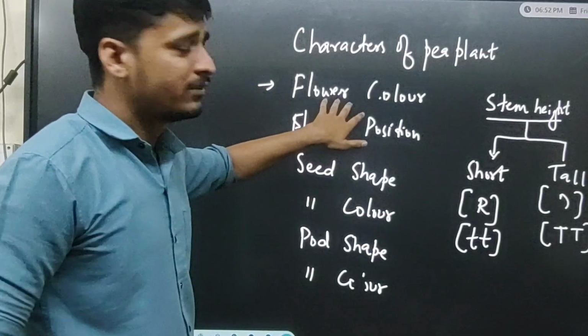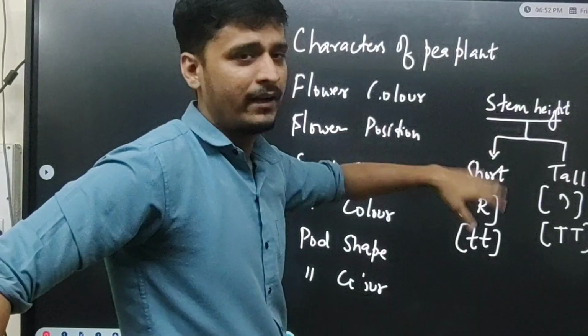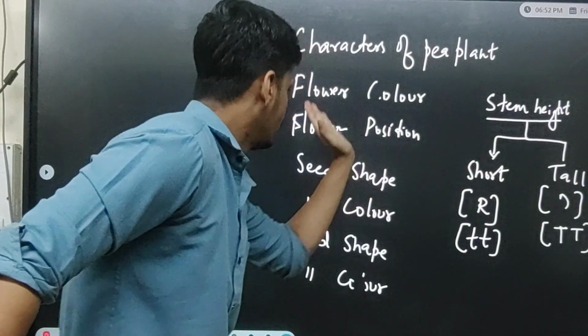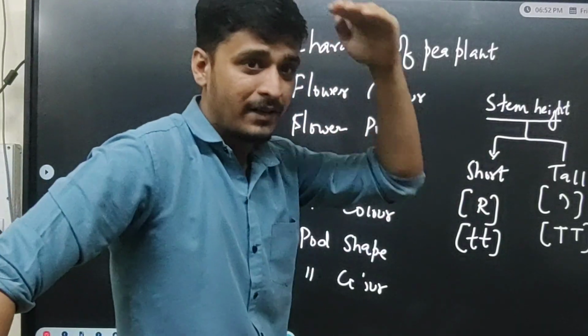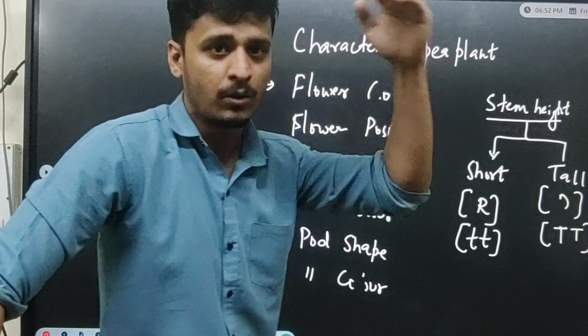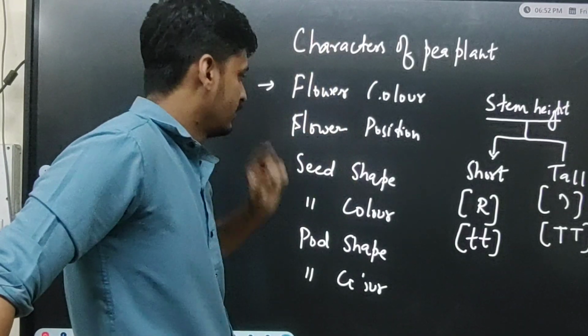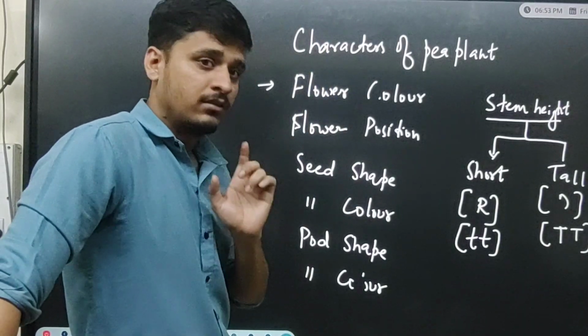So flower color, different flower colors are there. Two types of flower color are there in the pea plant. One is dominant, one is recessive. Flower position can be axial and terminal. Axial means the flower is present on top of the plant, right? That position is dominant, and terminal position is recessive.